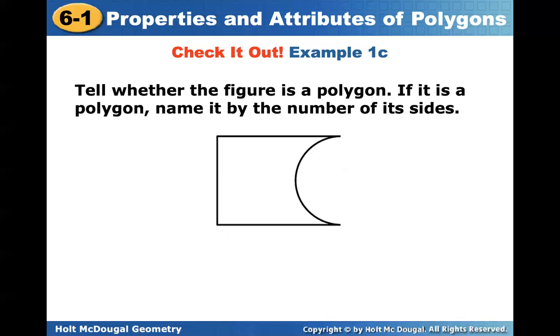1C, no, it has a rounded side here. It's all closed and they all meet at a vertex. It looks pretty good other than this one rounded side. So that one's not a polygon. Questions on those?